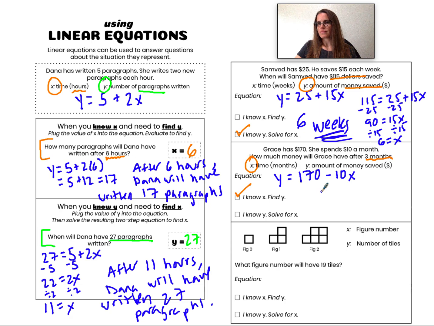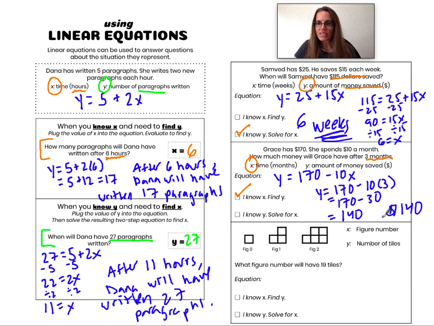Let's do that. So I know that x equals 3, 170 minus 10 times 3, and now I just need to evaluate that. 170 minus 30 is 140. This is a nice one because I don't even have to write a word. I just need a unit, so my answer is $140. If I'm required to write a sentence, I would write, after 3 months, Grace has $140.